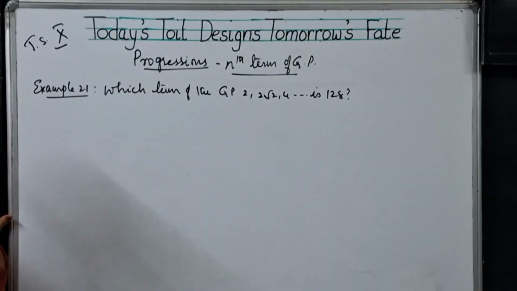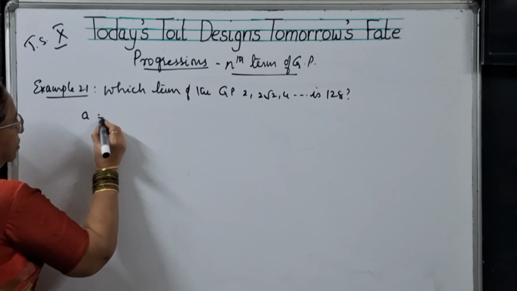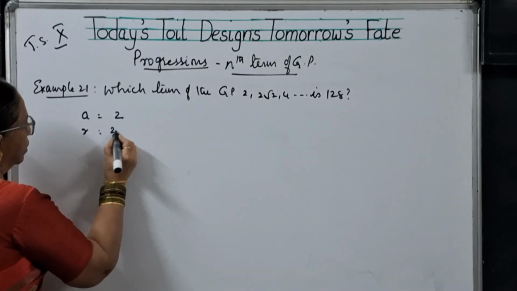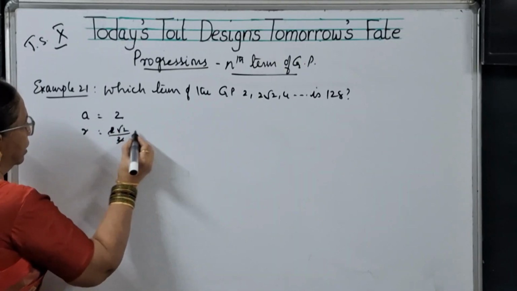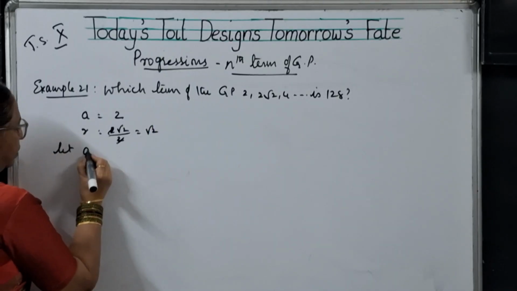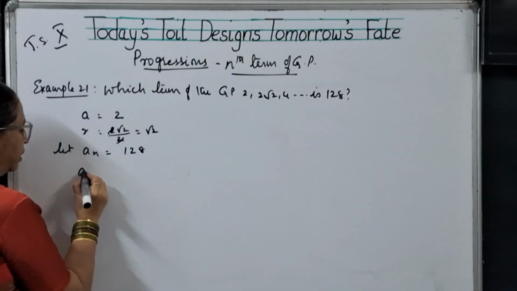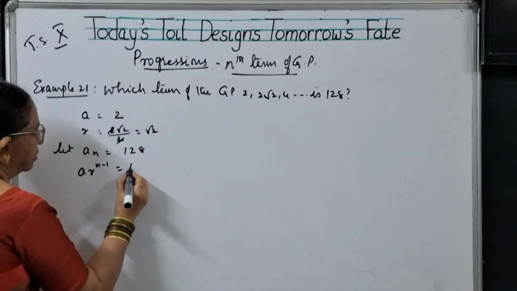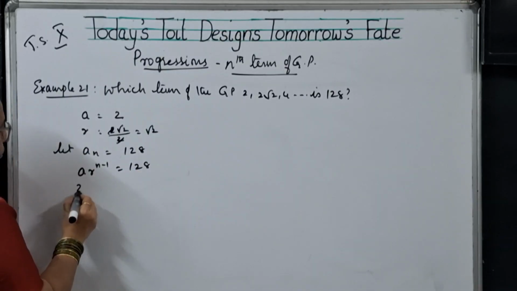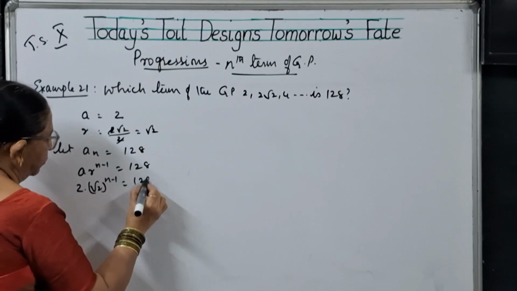Now, which term of GP 2, 2 root 2, 4, and so on is 128? So here A value is given as 2. R is 2 root 2 by 2. This will get cancelled. So R is root 2. So let us suppose that an is 128. What is the an formula? A into r to the power of n minus 1 is 128. 2 into root 2 to the power of n minus 1 is 128.